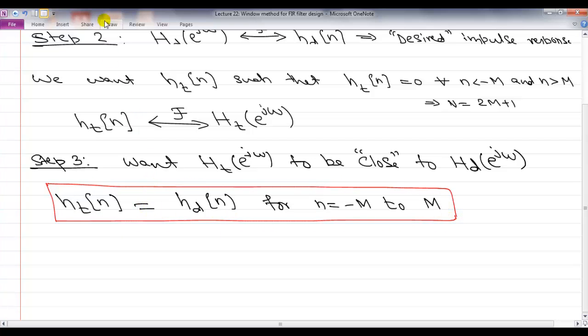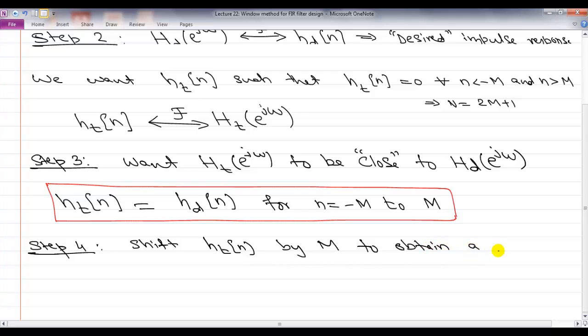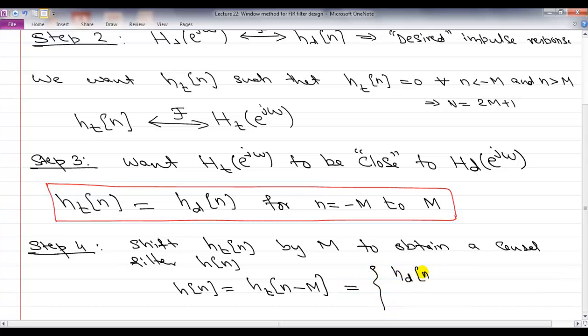This is, of course, a non-causal filter. So how do you obtain a causal filter from this? You just shift this filter by an amount M. So step 4 is to shift H_T[n] by M to obtain a causal filter H[n]. H[n] can be defined as H_T[n minus M]. Or more explicitly, it can be defined as H_D[n minus M] for n from 0 to 2M, and 0 otherwise.